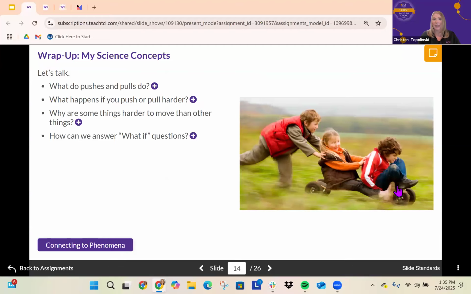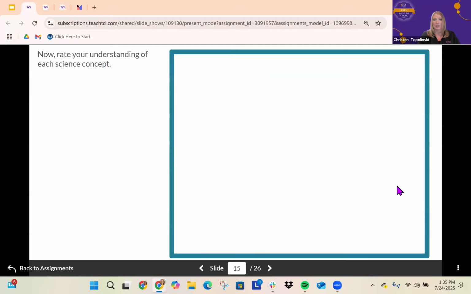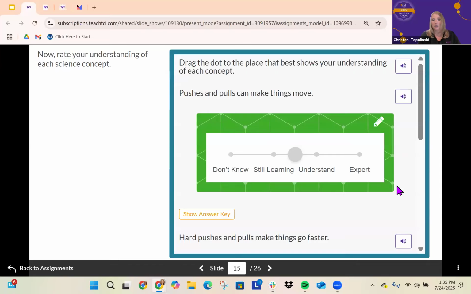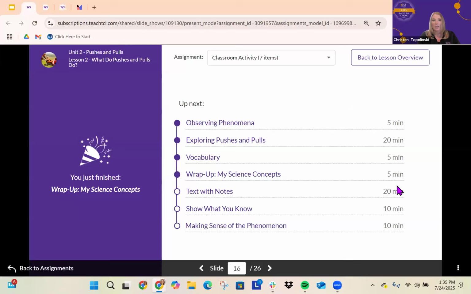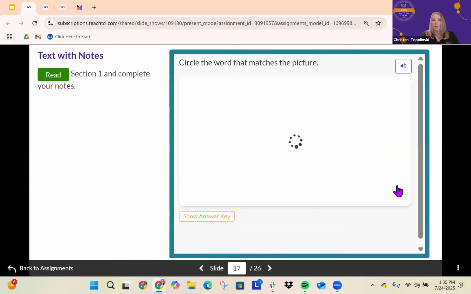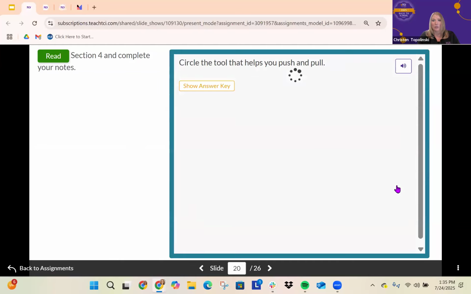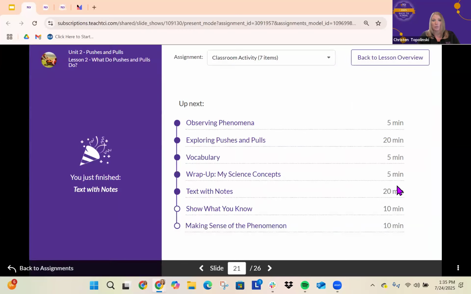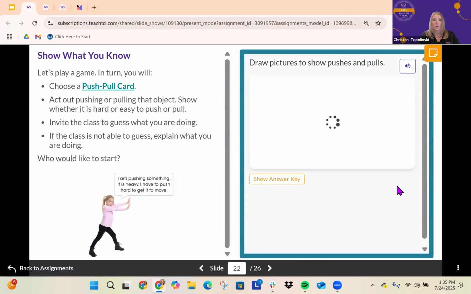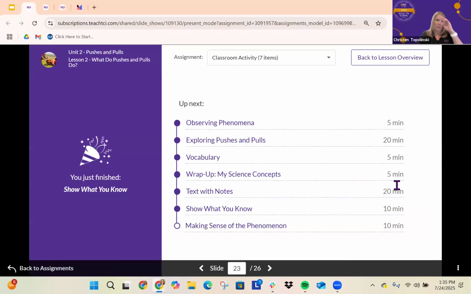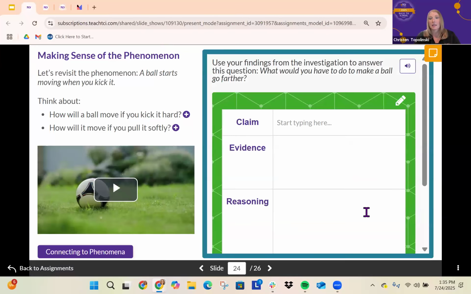And then you wrap up that science concept. They even get to identify where they think they are on the scale, from not knowing to being an expert at it. They have some notes and some reading that they'll do. And then we're going to get into "Show What You Know." This is a little sorting activity they do. And then the last one is "Making Sense of the Phenomenon."